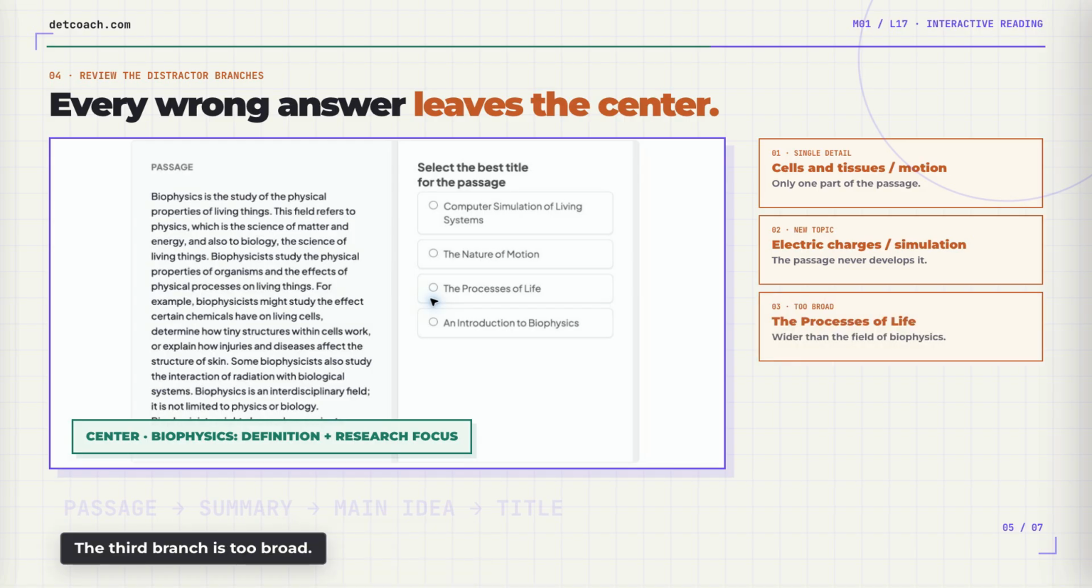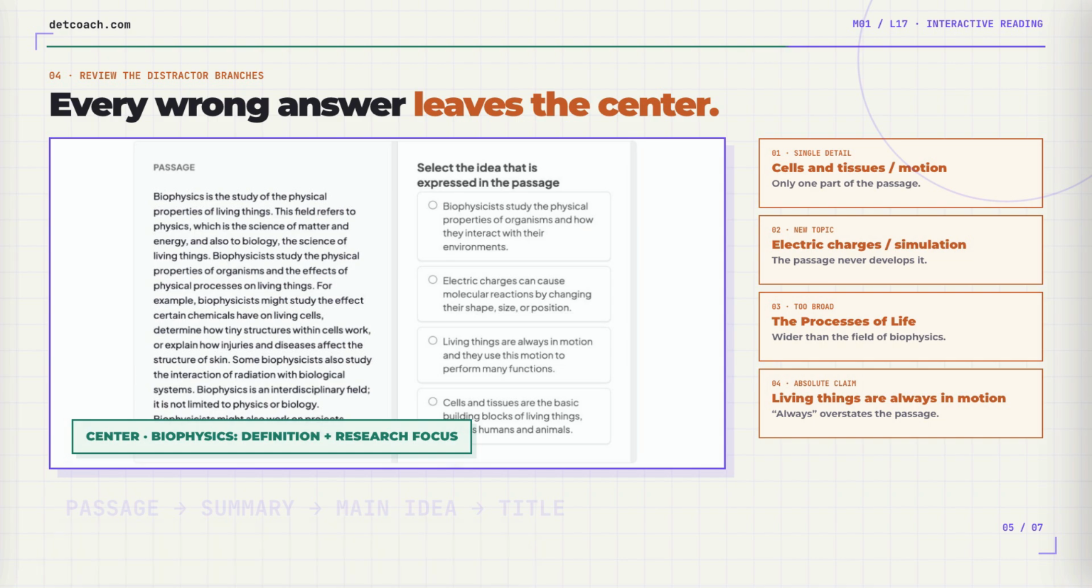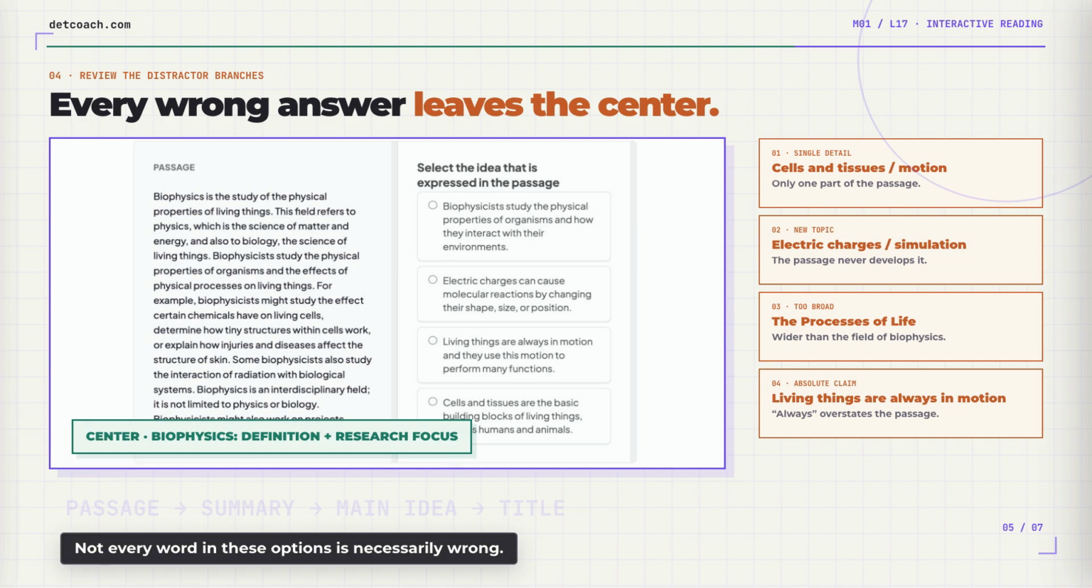The third branch is too broad. The processes of life covers a much broader topic than the passage's focus on biophysics and is therefore not precise enough. The fourth branch makes an overly absolute claim. Living things are always in motion not only shifts the focus to motion, but also uses "always," which is more absolute than anything stated in the passage. Not every word in these options is necessarily wrong. The problem is that each option departs from the central idea of the full passage.